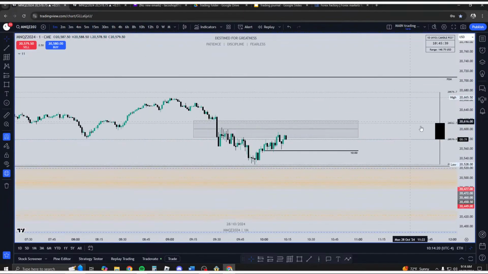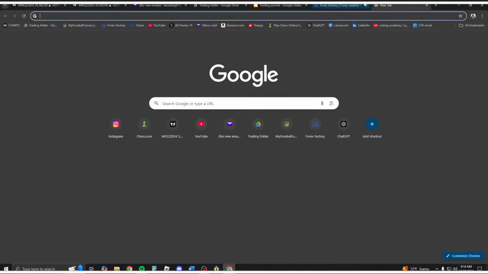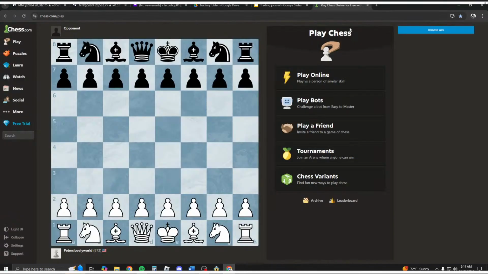Not really suggesting bearish price action here with the way that we're reacting to this 15-minute fair value gap. Okay, so we have another 15-minute interval left.